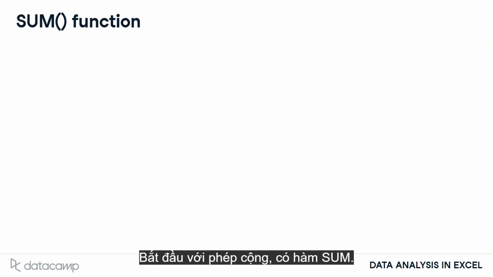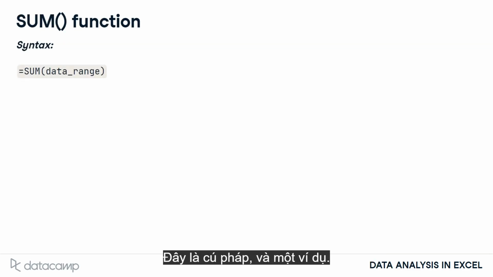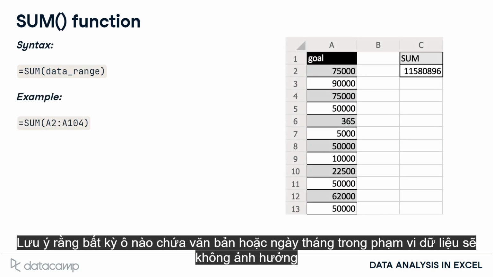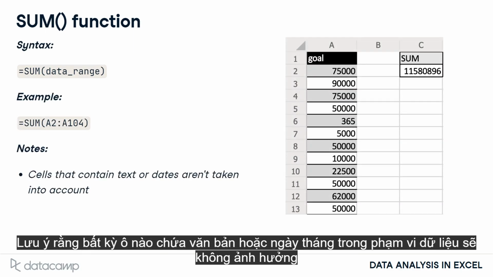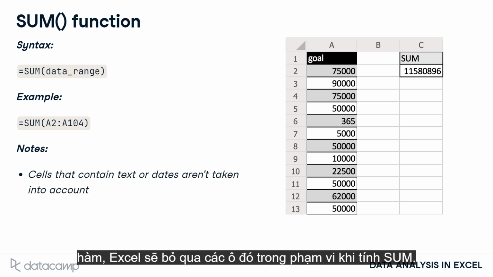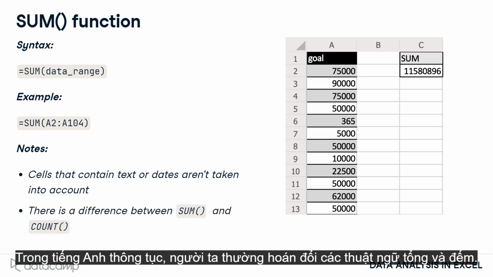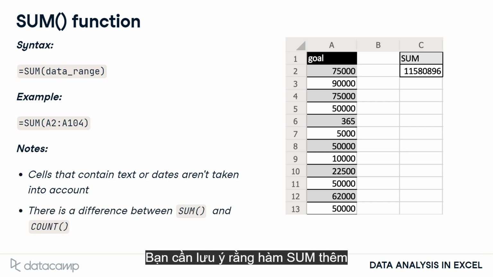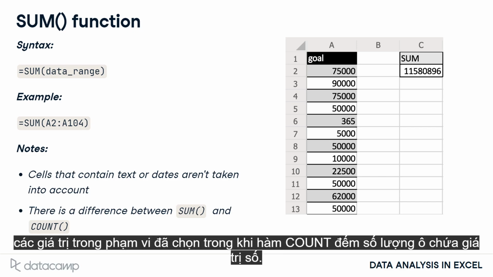Starting with addition, there's the sum function. Here's the syntax and an example. Note that any cells that contain text or dates in the data range won't affect the function. Excel skips over those cells in the range when calculating the sum. In colloquial English, people often interchange the terms sum and count. You need to be mindful that the sum function adds the values in the selected range, whereas the count function counts the number of cells that contain a numeric value.